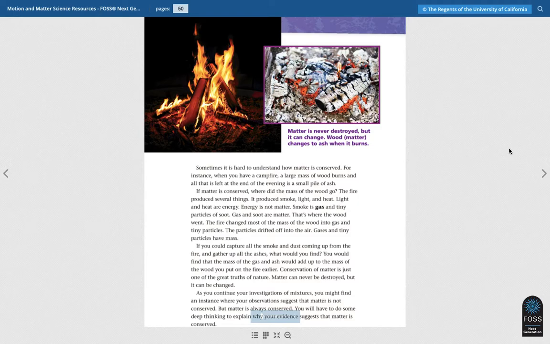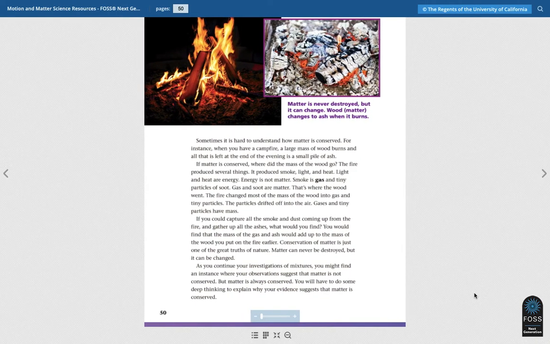Conservation of matter is just one of the great truths of nature. Matter can never be destroyed, but it can be changed. As you continue your investigation of mixtures, you might find an instance where your observations suggest that matter is not conserved. But matter is always conserved. You will have to do some deep thinking to explain why your evidence suggests that matter is conserved.